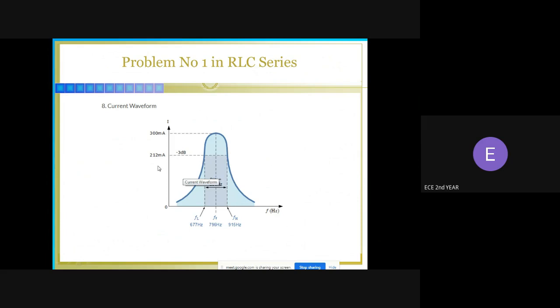From that, the frequencies are 677 and 915. At these frequencies, you can get the value of 212 milliampere. So this is the current waveform. At the resonance frequency, we can get the maximum current in this circuit.